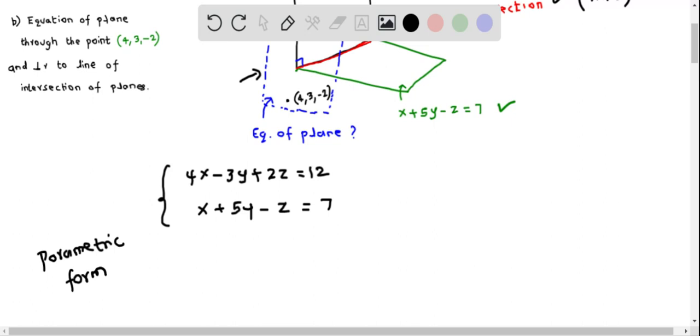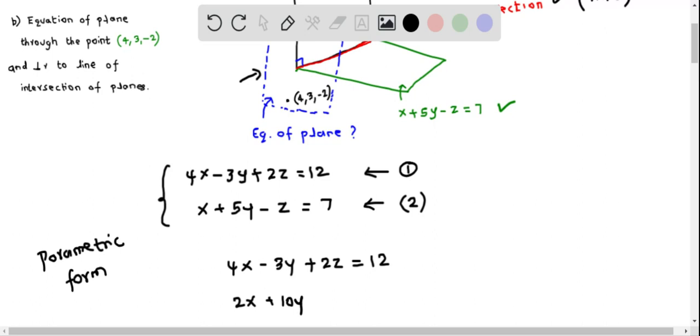So we can solve this by elimination method. I'm going to eliminate z, which means I can multiply the second equation by 2 and add it to equation 1. So I'm going to write the first equation as it is, that is 4x minus 3y plus 2z equals 12. And down below that, I add the second equation multiplied by 2. So I have to multiply each term by 2. This becomes 2x. 5y times 2 is 10y. And then negative z times 2 is negative 2z. And this equals 7 times 2, which is 14.